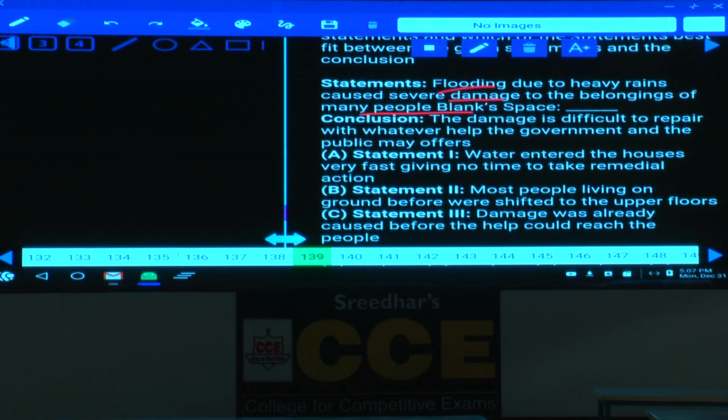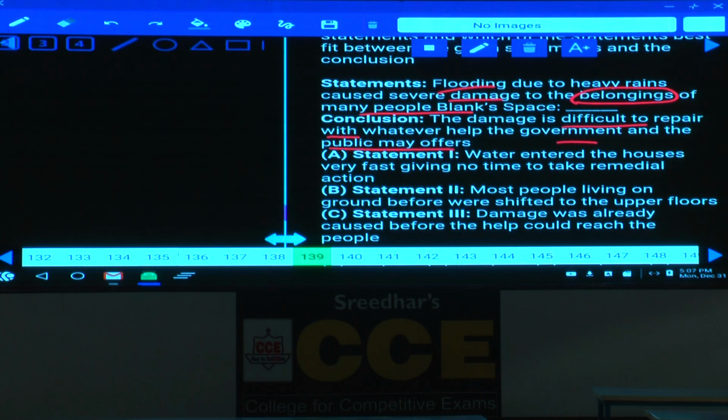Now sir, here he is talking about the belongings of many people. Flooding due to what? Heavy rains. Causes severe damage to the belongings of many. That means these people could not be able to recollect those ones. Why was it so? Now what is the final conclusion here? The damage is difficult to repair with whatever help the government and the public may offer. So the damage cannot be retrieved.